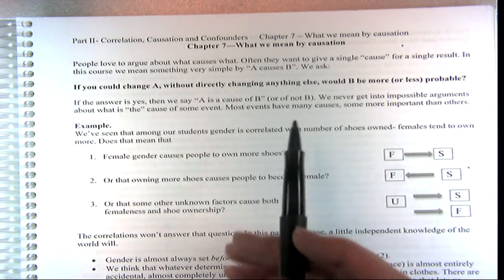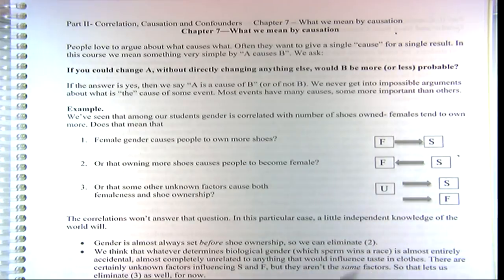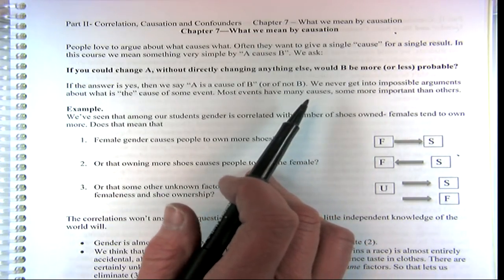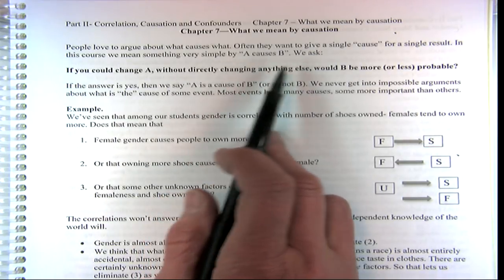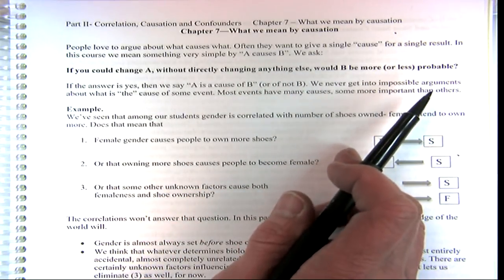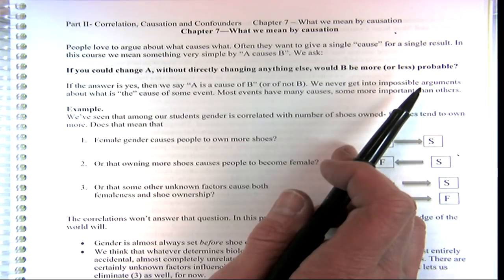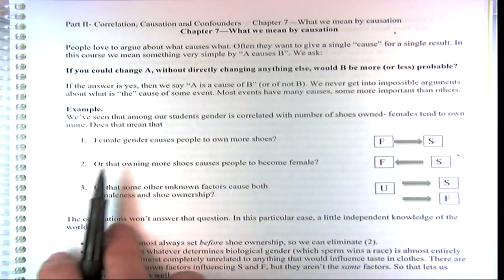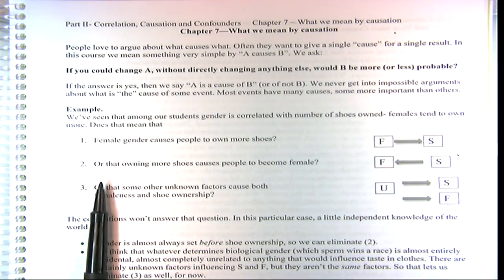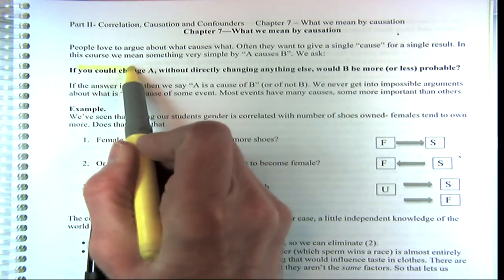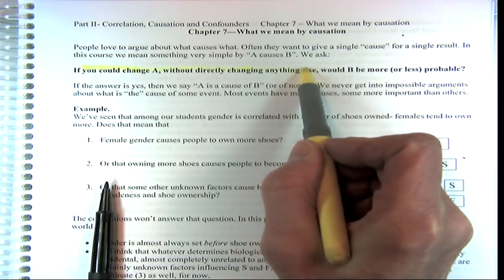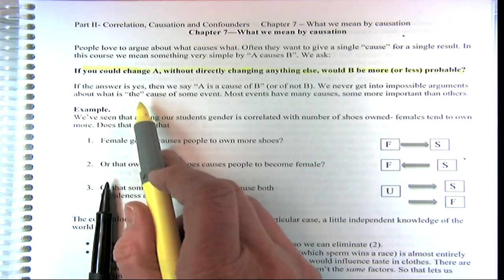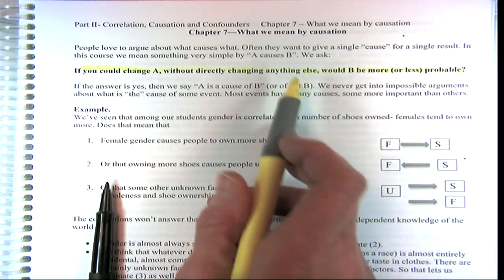Okay, so what exactly do we mean by causation? We have to be pretty clear about it, because people love to argue about what causes what. What do we mean when we say A causes B? In statistics, what we're talking about is if you could change A without directly changing anything else, would B become more or less probable? If the answer is yes, then we can say that A is the cause of B.